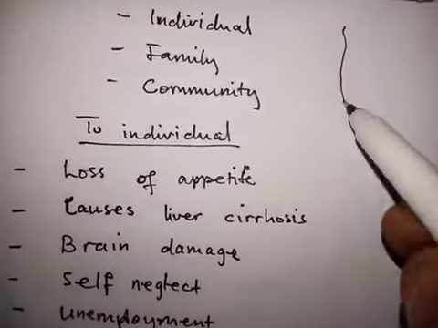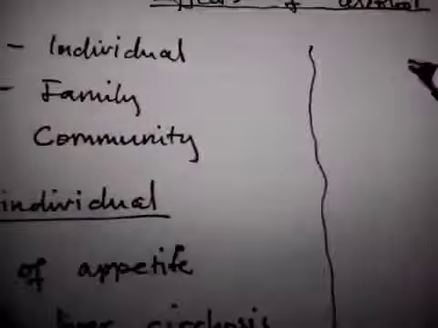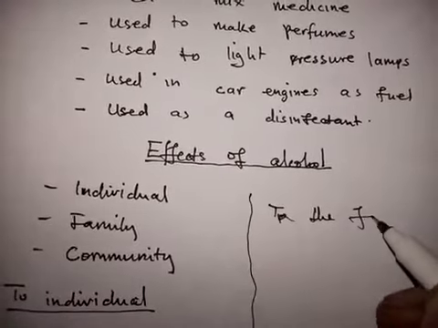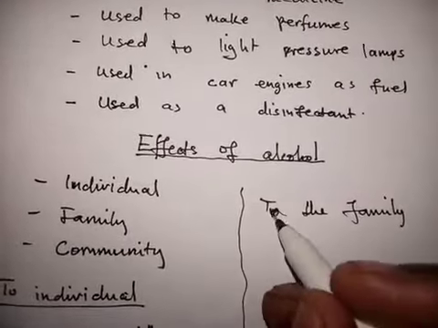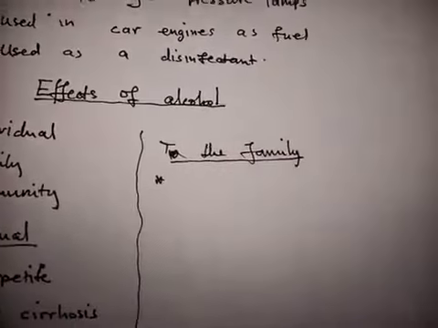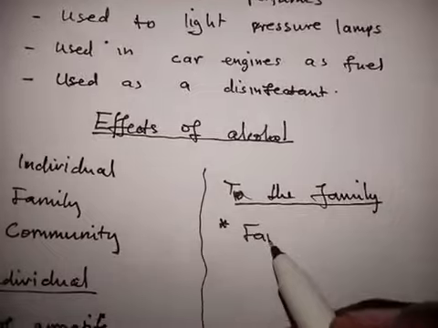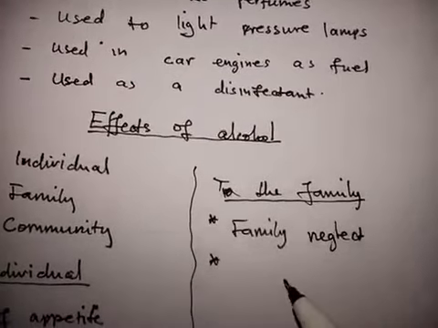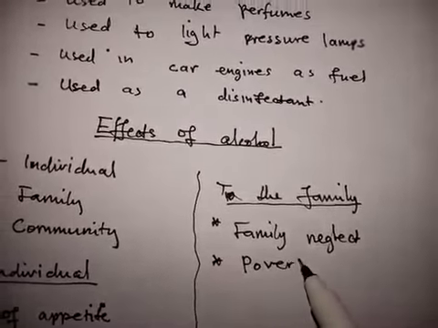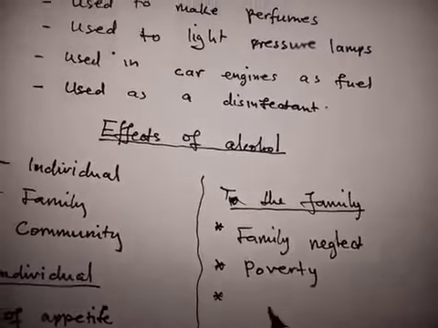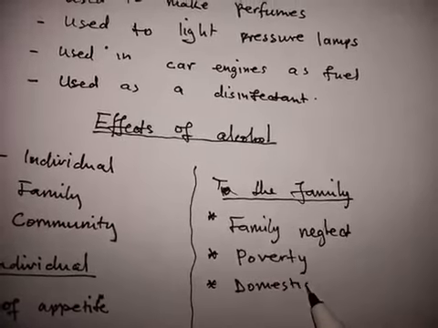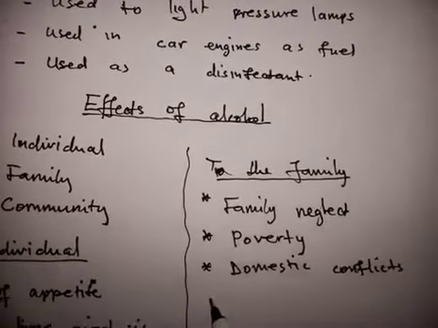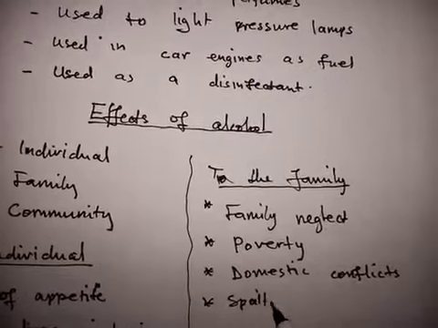So let us now look at the effects of alcohol to the family of the alcoholic. Number one is family neglect. Number two is poverty. Number three is domestic conflicts. Number four is spoiled children.